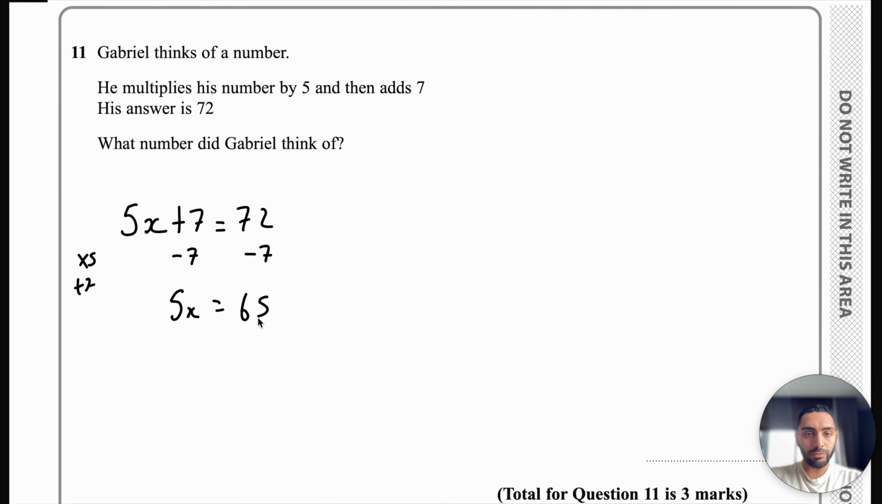X is being multiplied by 5, so we're going to divide by 5 on both sides. So x would be equal to 65 divided by 5, which is 13. You can check this on your calculator.